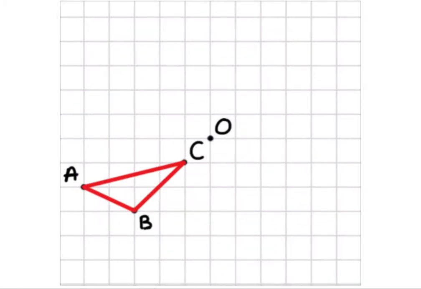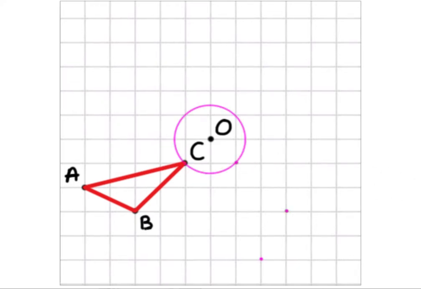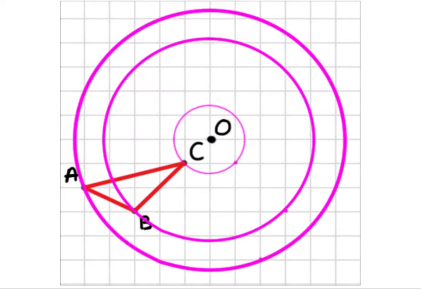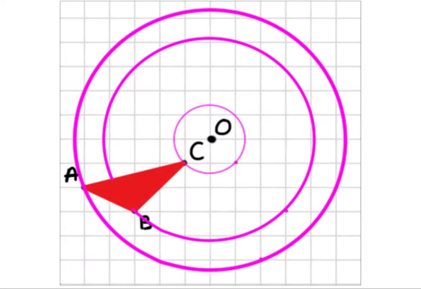So there's the figure, and the center of rotation is point O. So I'm going to draw the circles. They all have the same center. It's the center of rotation. It's around the point in which the figure is going to rotate.